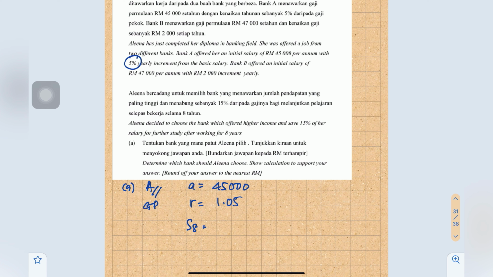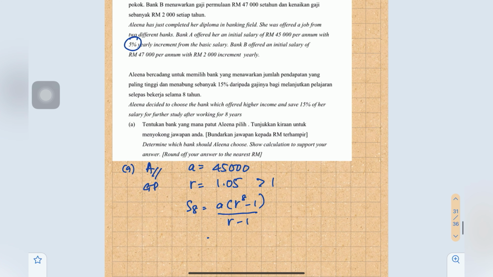For geometric progression, S, we have 2, right? So now R is more than 1. So we choose the formula A, R power of N, R power of 8, minus 1 over R minus 1. Okay, so we find here, A is 45,000, R is 1.05 power of 8 minus 1 over 1.05 minus 1. This one we will get 429,709. We have to round off to the nearest RM.